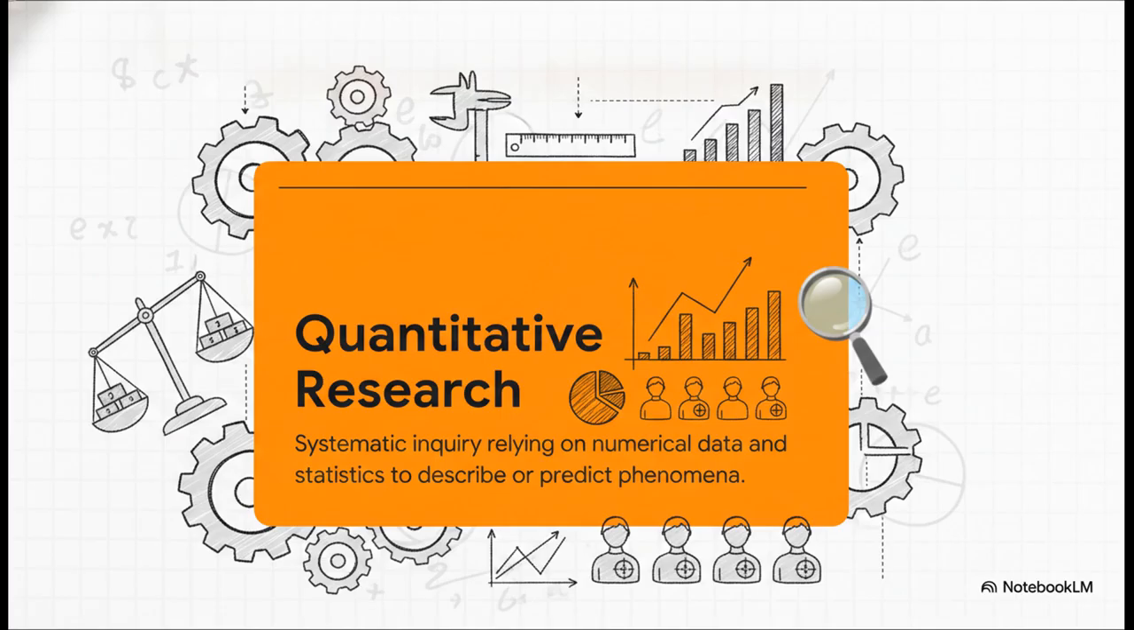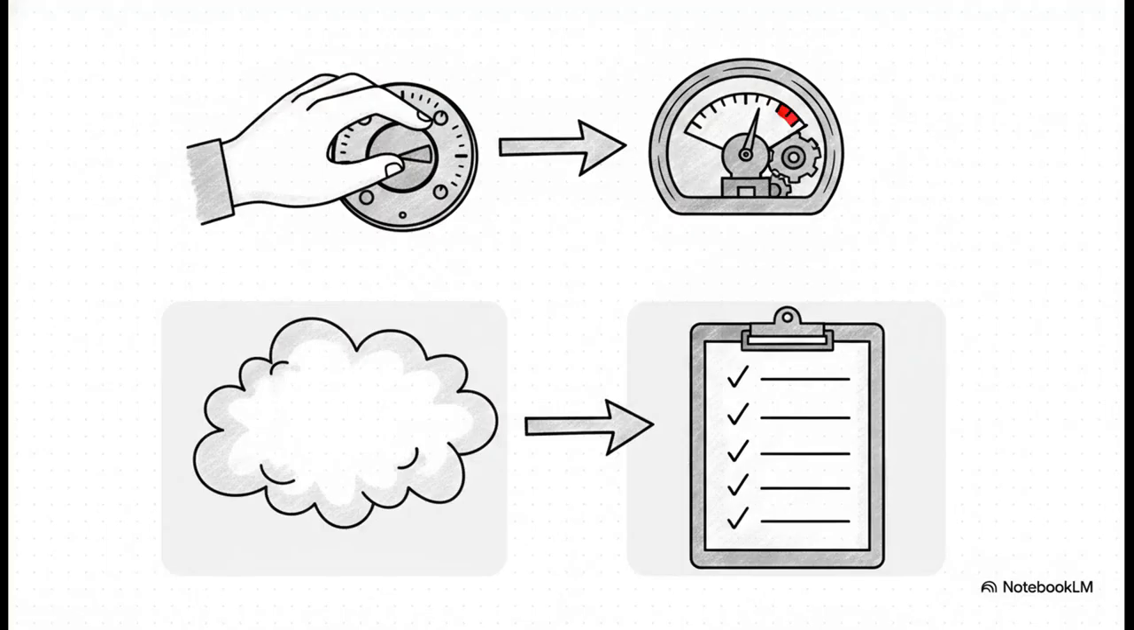The researchers' main goal here? To minimize their own personal influence as much as humanly possible, using standardized instruments that are applied identically to every single participant. The foundational building blocks of this entire approach are variables.